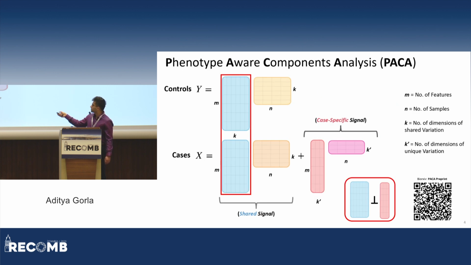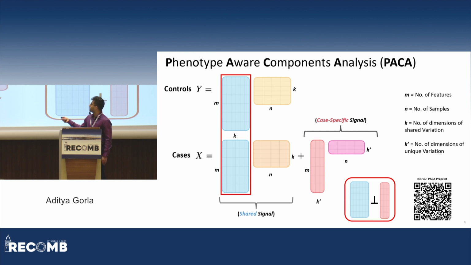Now, if you can do the same factorization for the cases, but now if you assume that the blue matrix here is shared between the cases and controls, what that essentially represents is the direction of shared variation between the cases and controls. So that means this term here is the shared signal between the cases and controls, and the second term here is the case-specific signal. Now, if you make an additional assumption that the blue thing here and the red thing here are orthogonal, you can just easily isolate the shared signal and subtract that from the cases to isolate this case-specific signal. And that's exactly the objective function that PACA tries to solve.